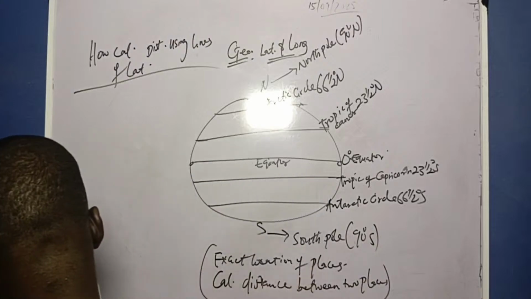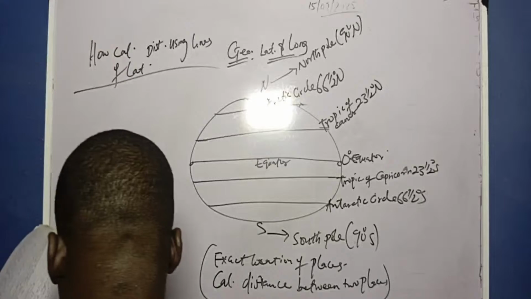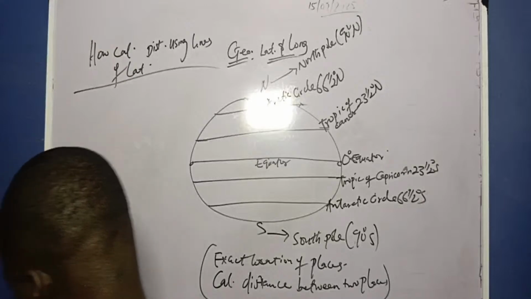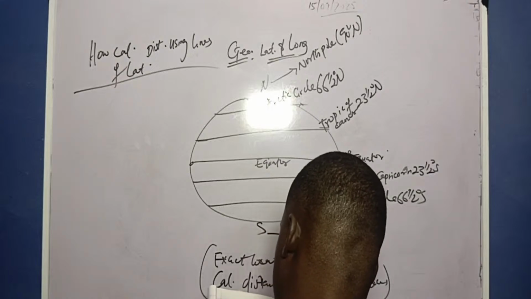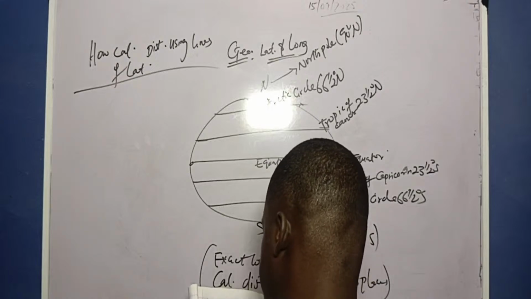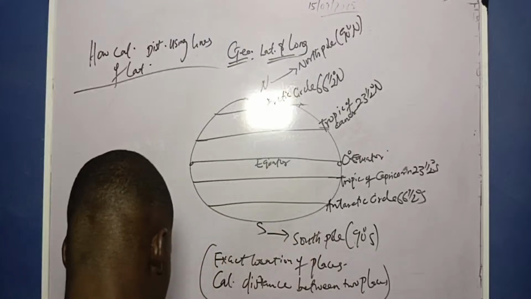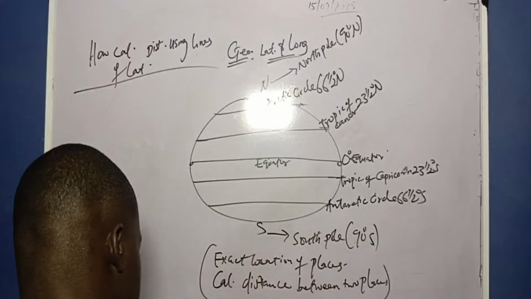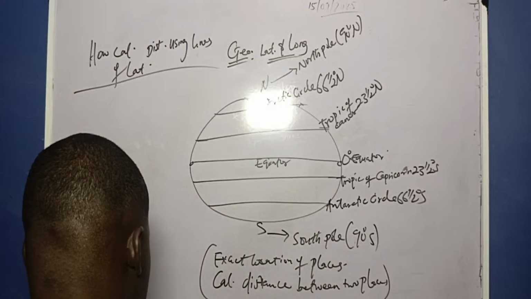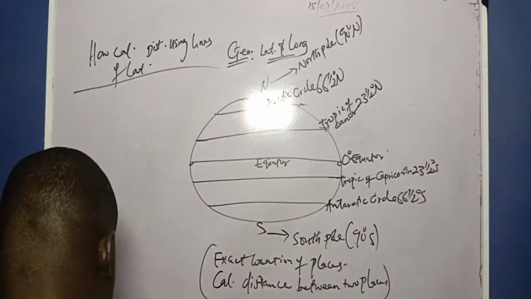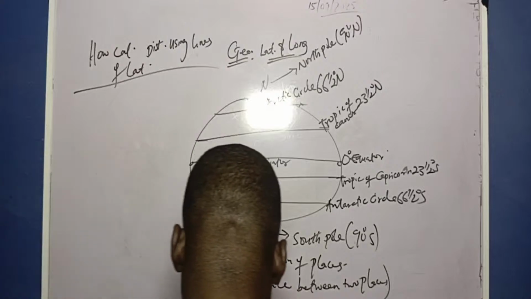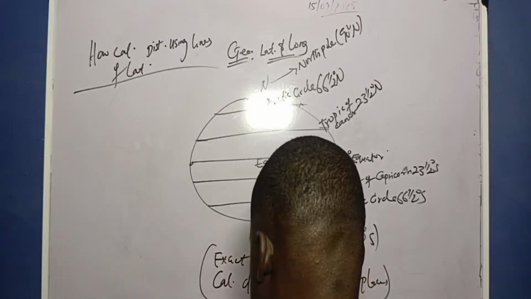The procedure for calculating it is that we have to locate the two places involved. When you locate the two places involved, you will find a difference between them. When you do that, you now multiply the latitude difference by 111 kilometers.